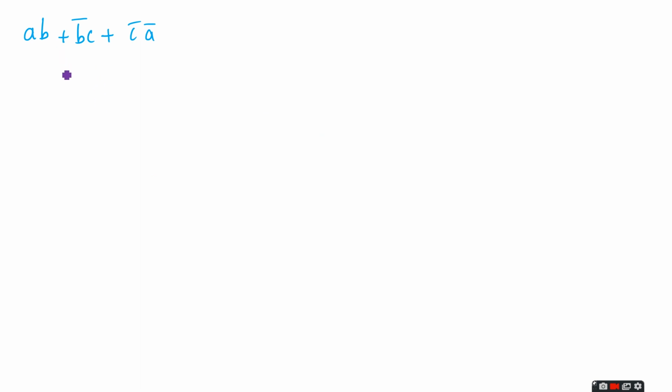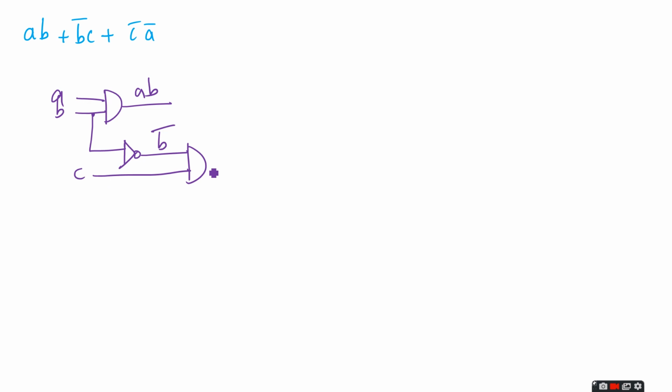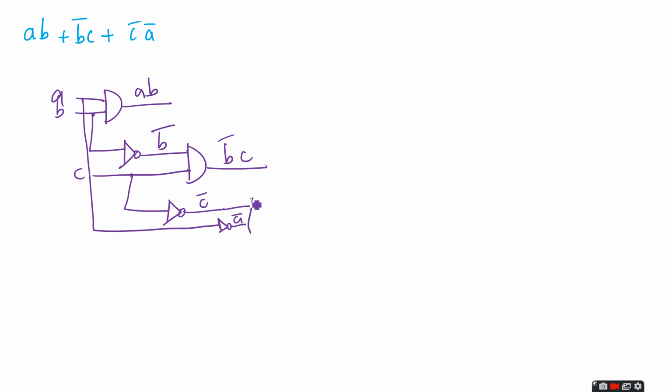Next question, AB plus B complement C plus (C complement A complement). So first we'll take each term separately. AB, we pass A and B through an AND gate, and we'll get AB. Now B is here, so take the connection from there, pass it through a NOT gate, and we'll get B complement. Then pass B complement and C through an AND gate, and we'll get B complement C. Now see, C is here, take the connection, pass it through a NOT gate, and we'll get C complement. Then A is here, pass it through a NOT gate, and we'll get A complement. After that, we'll pass C complement and A complement through an AND gate, and we'll get C complement A complement.